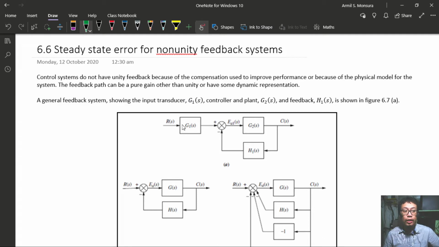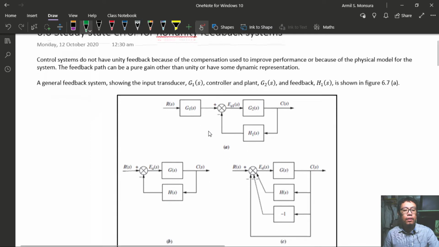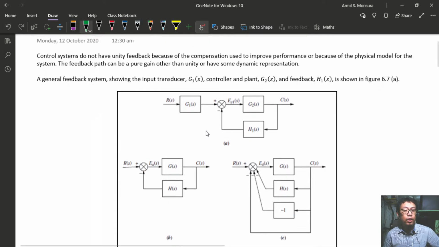Okay, so naglalagay tayo usually ng device doon sa feedback natin. Okay, so mas madalas we have to deal with non-unity feedback system. Okay. And in that case, let's say we have this general feedback system, okay, in which meron kayong G2 dito which may be composed of a cascade ng controller tsaka ng plant. Okay, tapos meron kang input transducer tsaka may output transducer ka.